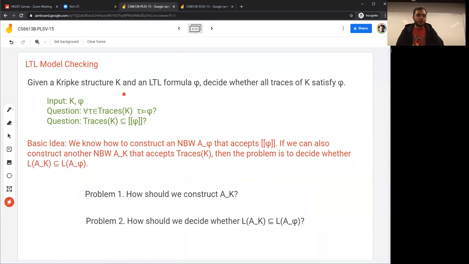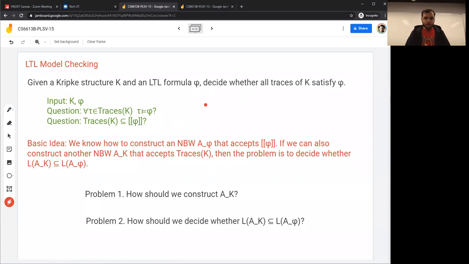What's interesting for us is the problem of LTL model checking. And the LTL model checking problem asks this. Suppose that you are given some Kripke structure K and also some LTL formula phi in your input. You should decide whether all traces of K satisfy phi. So the question is, is it true that for every trace tau of K, tau satisfies phi? Or in other words, is it true that the set of traces of K is a subset of the traces that satisfy phi, or the meaning of phi?